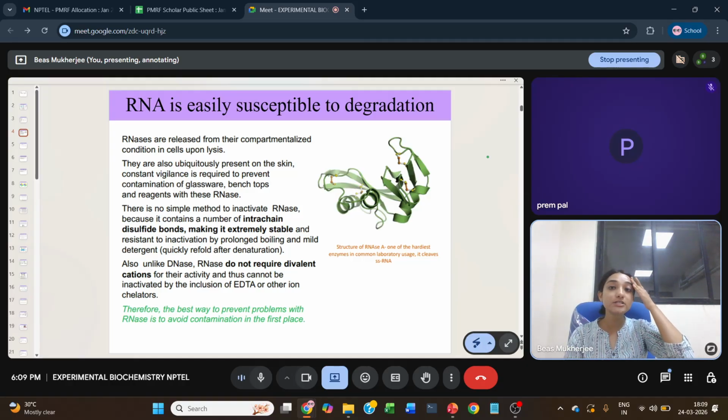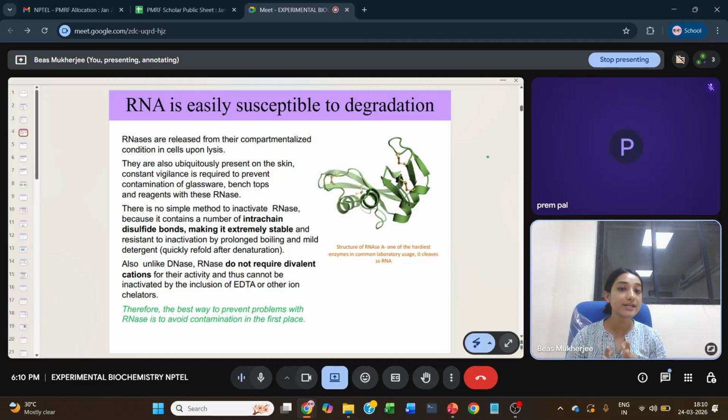Okay, so RNases are released from their compartmentalized condition in cells upon lysis. They are ubiquitously present on our skin. Constant vigilance is required to prevent contamination of glassware, bench tops, reactants, reagents, etc. with RNases. So RNases are ubiquitous. They are present everywhere. There is no simple method to inactivate RNases because they contain a number of intra-chain disulfide bonds, which makes them extremely stable and resistant to inactivation by prolonged boiling or mild denaturants. They quickly refold after denaturation.